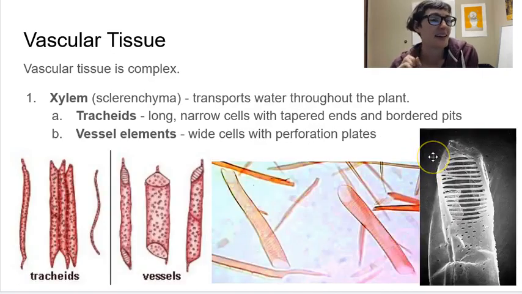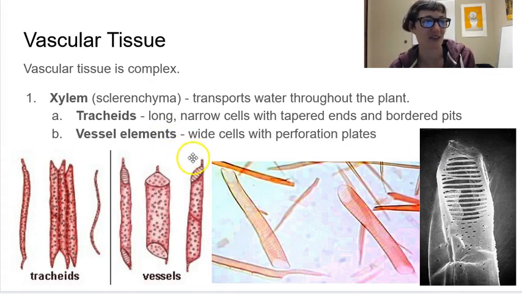In angiosperms, we get a new type of xylem specialized cell. We get vessel elements. We also see these in the Gnetophytes, which is really weird because they're within the conifers, so they independently evolved these vessel elements. Similar to tracheids in their function, but completely different in the way they are shaped and how they transport water.